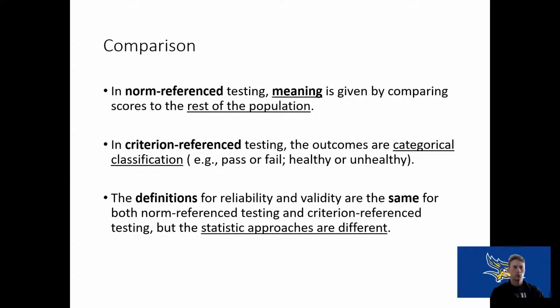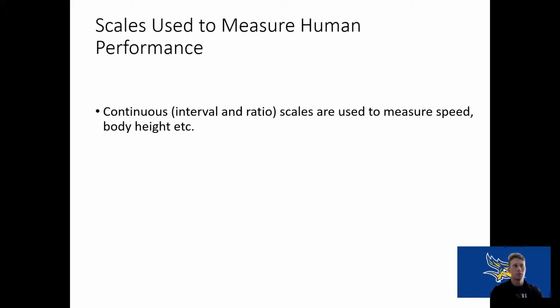So when we look at the concepts of reliability and validity, like we talked about in our part 2 lecture, they are the same for both norm reference and criterion reference, but how we determine the reliability or determine the validity is a different statistical approach compared to our norm reference standard.